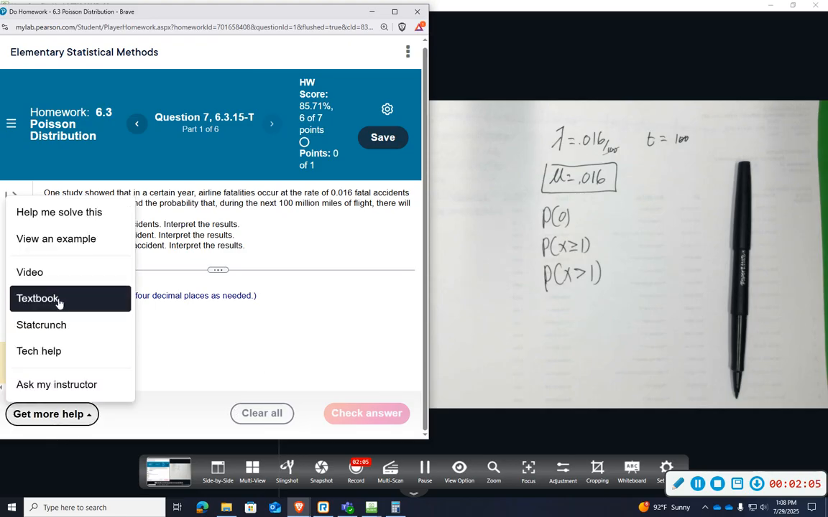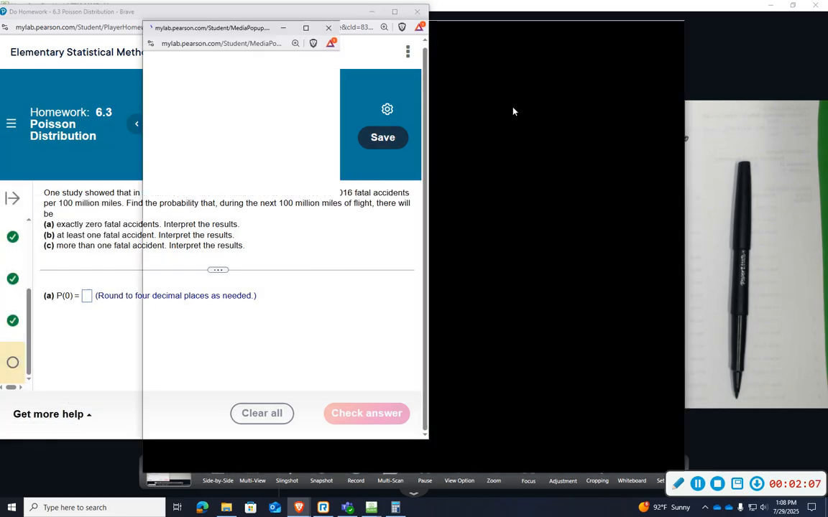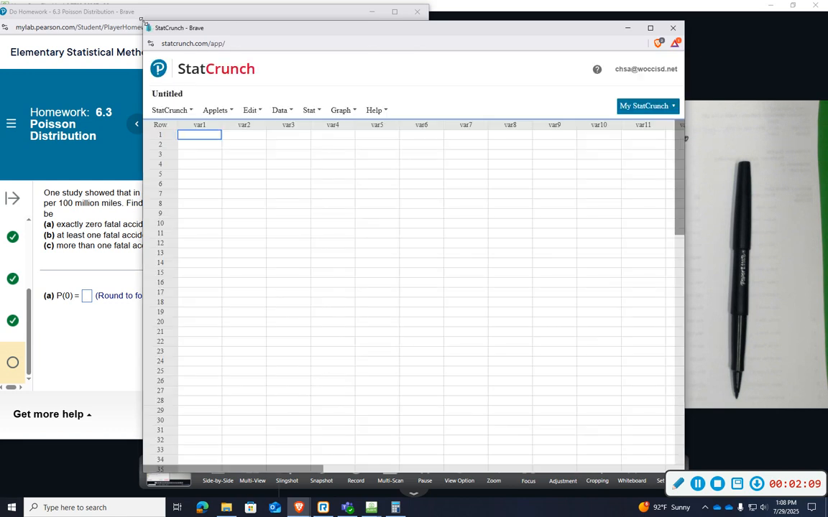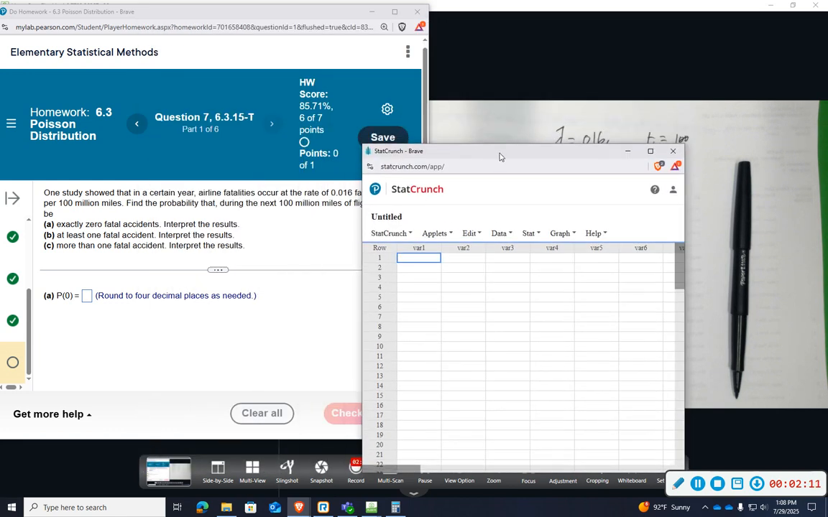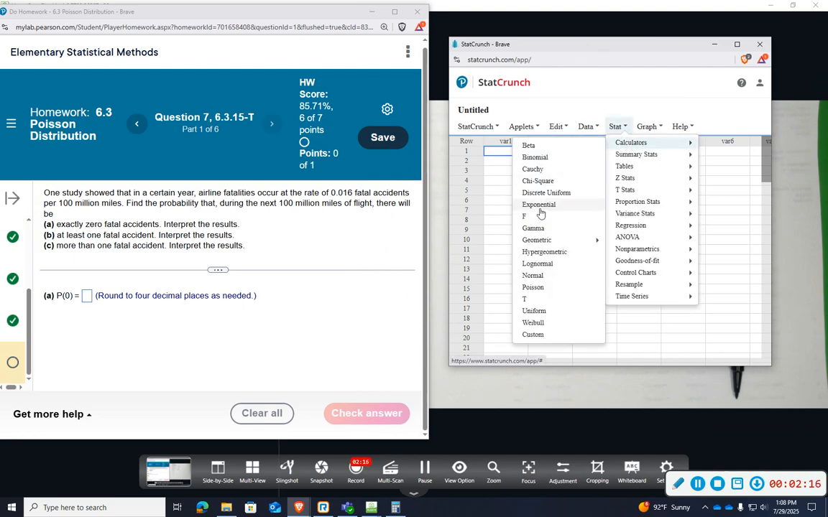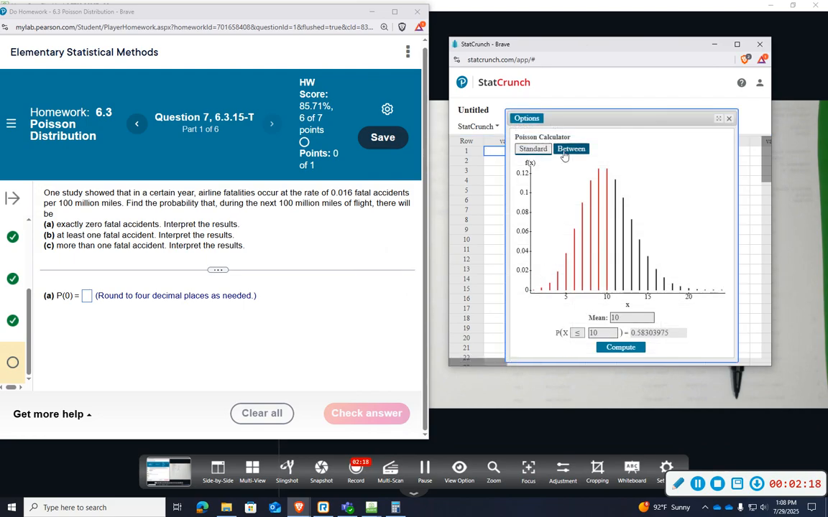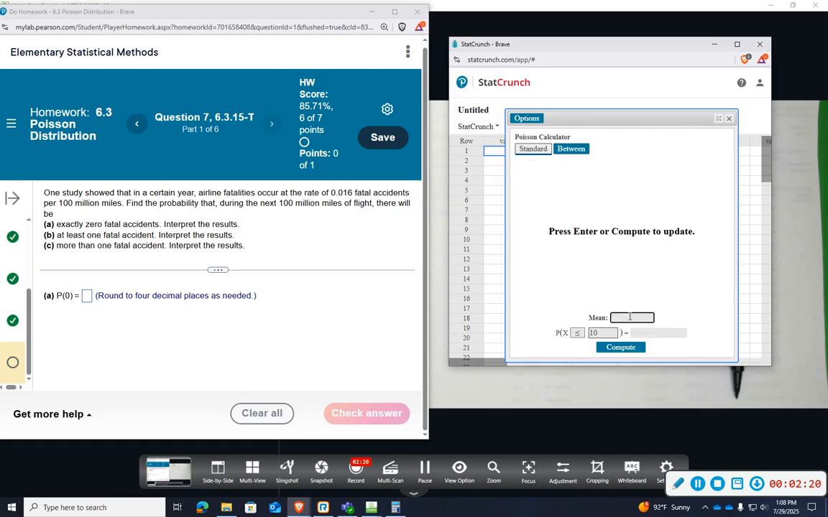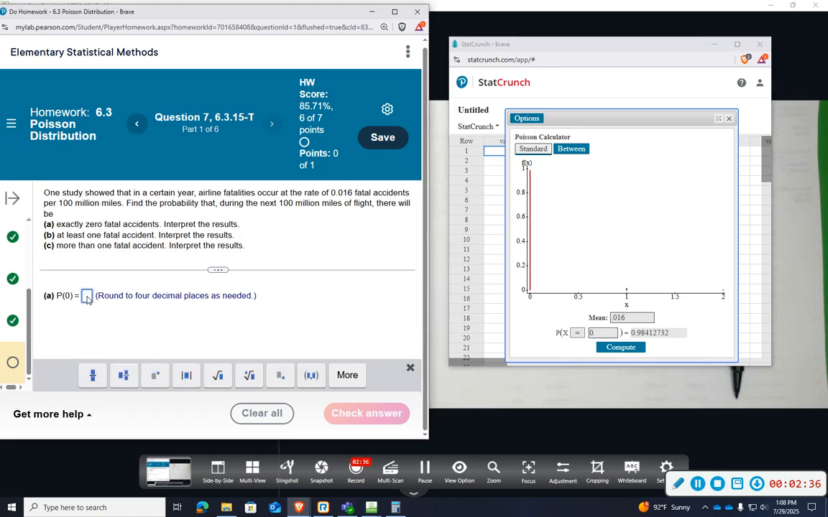So StatCrunch again to do the heavy lifting for us. We're going to go to Stat, Calculators, and Poisson. We're going to change our lambda to 0.016, and set X equal to 0. And the probability of exactly 0 is 0.9841.